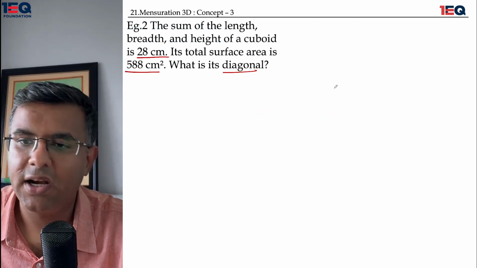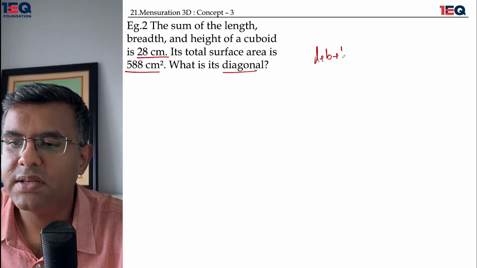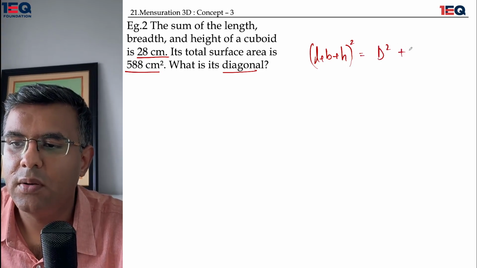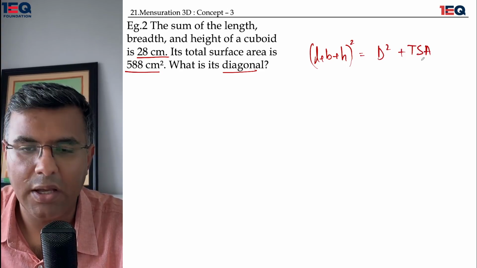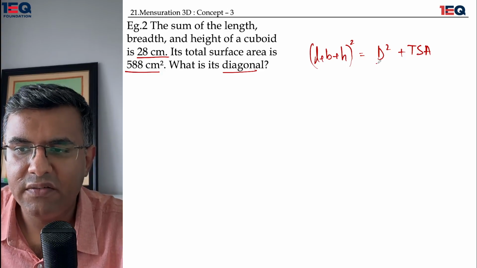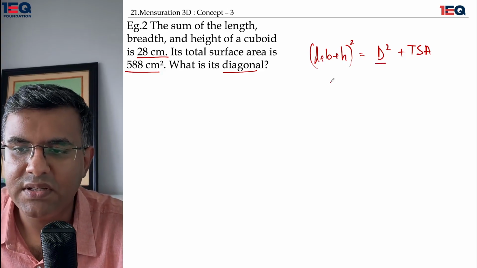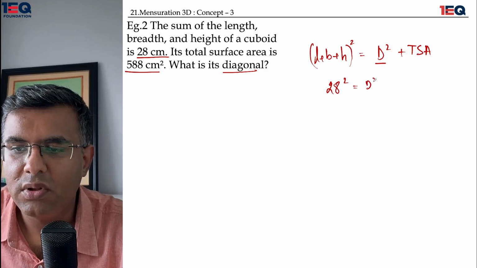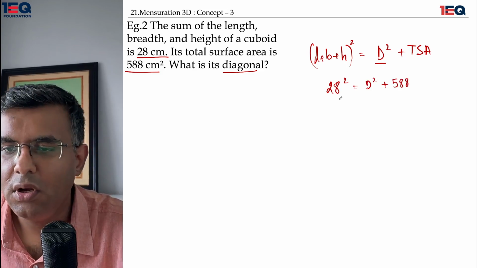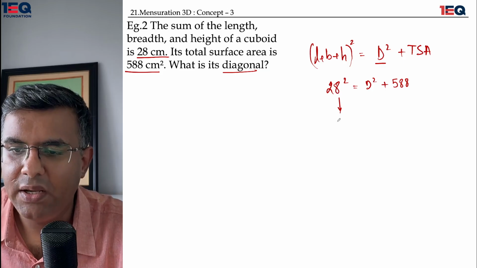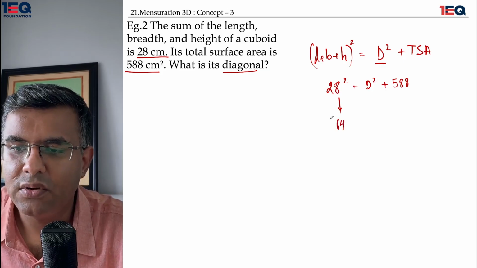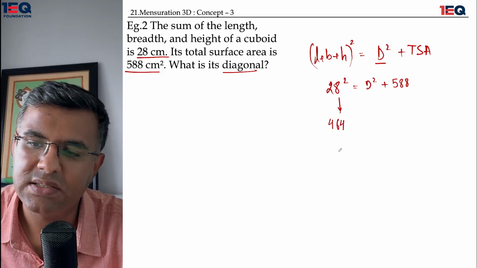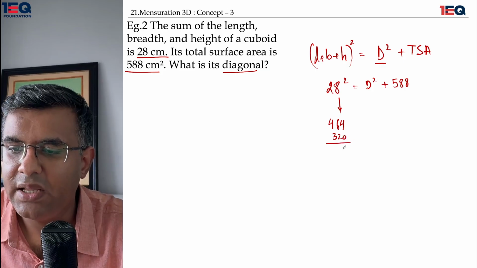So here I'll write it one more time. L plus B plus H whole square is equal to diagonal square plus TSA. We need to find out the value of the diagonal from here. We have the sum available with us, which is nothing but 28 square. This is equal to the diagonal square plus 588. To quickly find out the square of 28, the square of 8 is 64, the square of 2 is 4, 2 8s are 16, 16 2s are 32. I would add 320 in this.